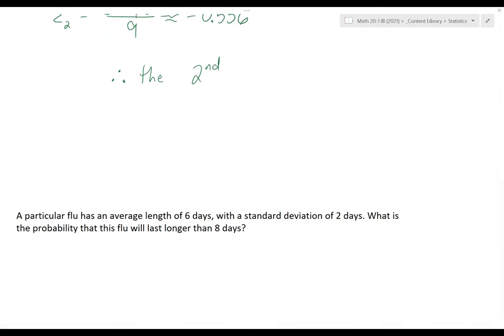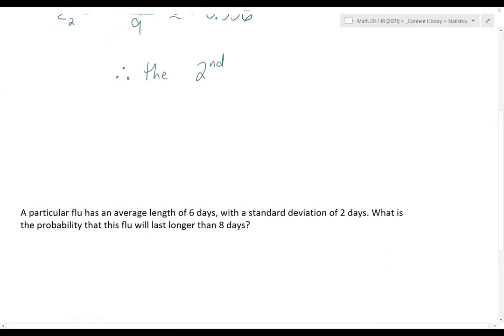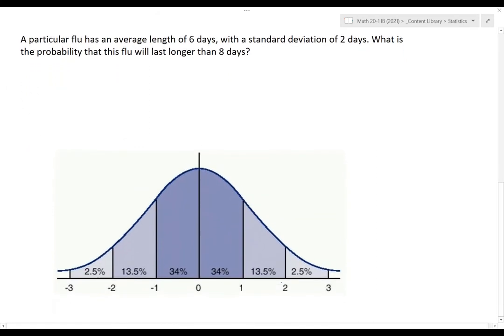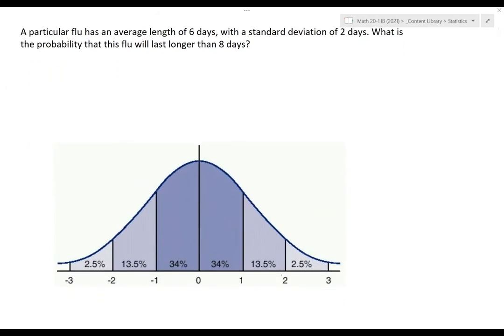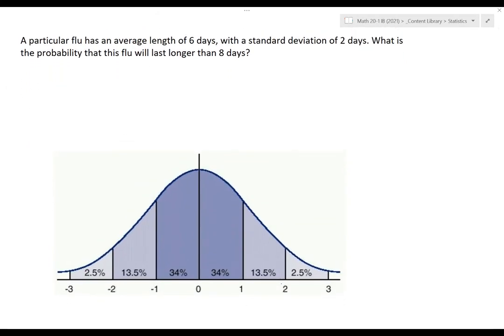Let's consider that we have a particular flu with an average length of 6 days, with a standard deviation of 2 days. We want to know the probability that this flu will last longer than 8 days. This chart right here that you've seen before is essentially giving z-scores: one standard deviation above, one standard deviation below, and so on. So let's convert that into a z-score.